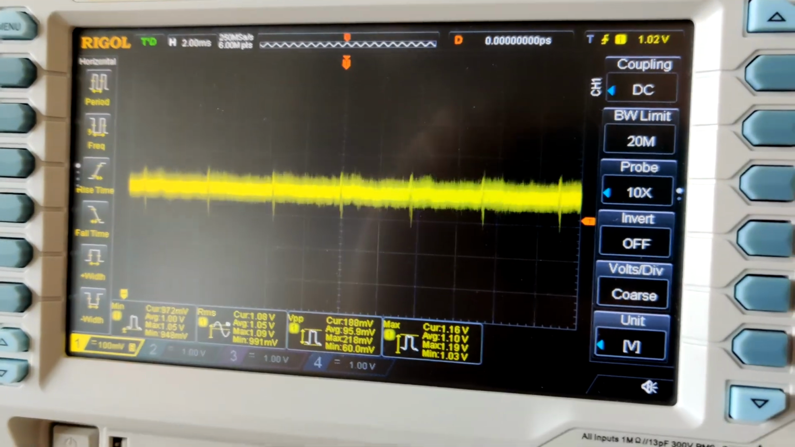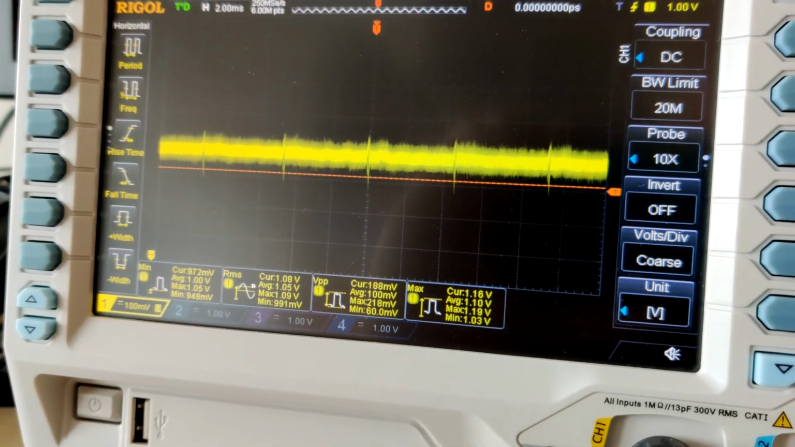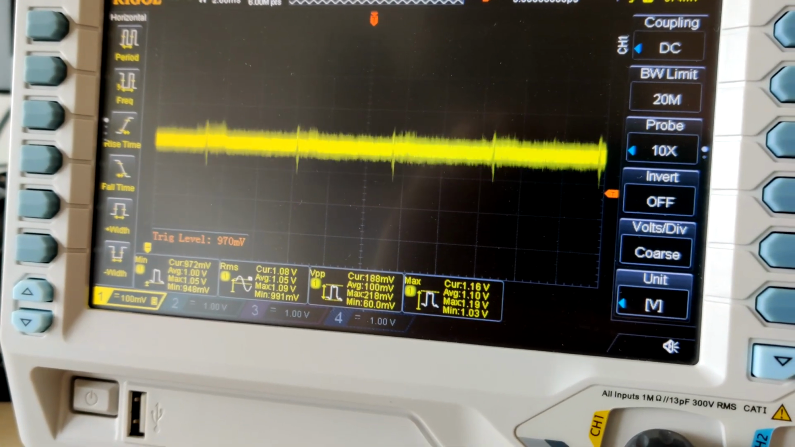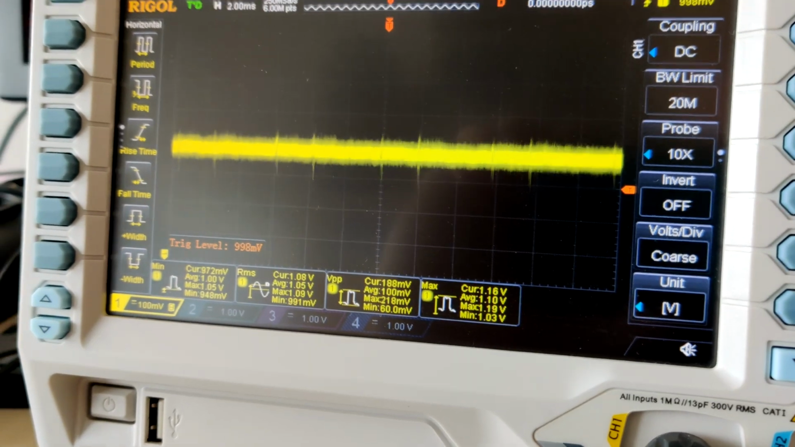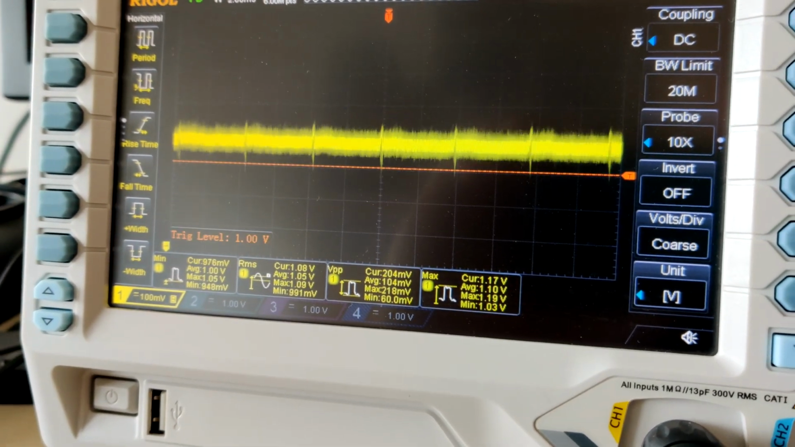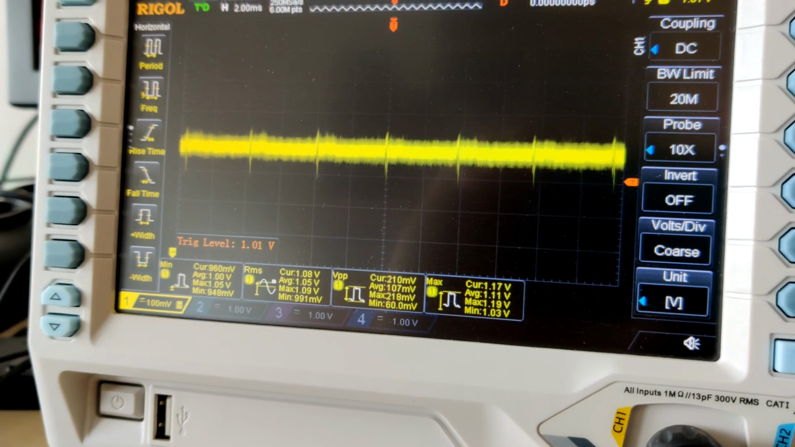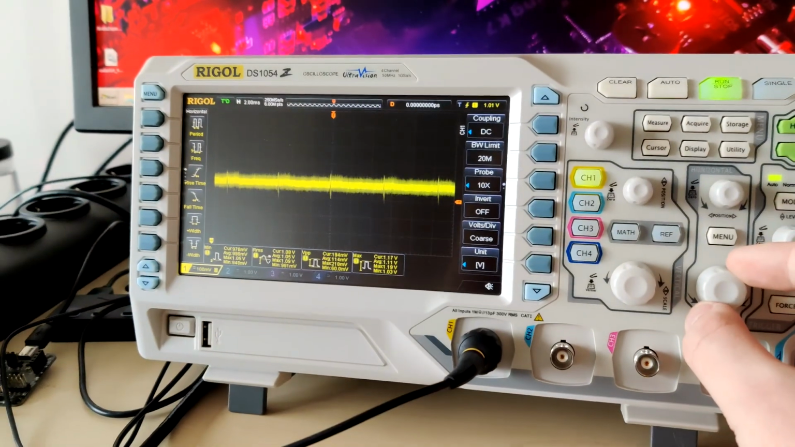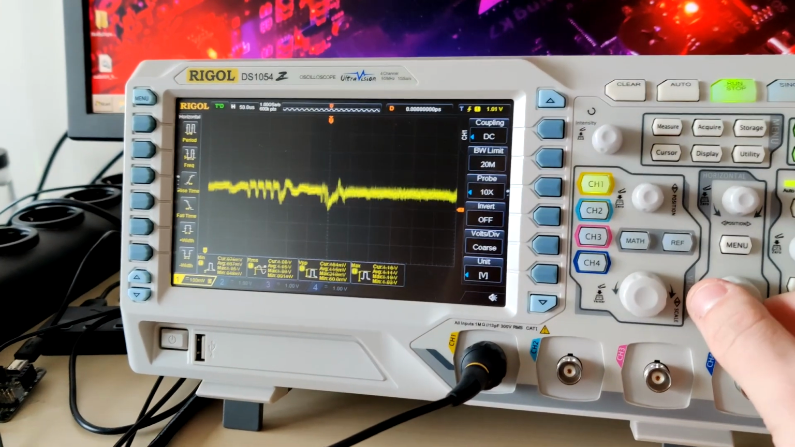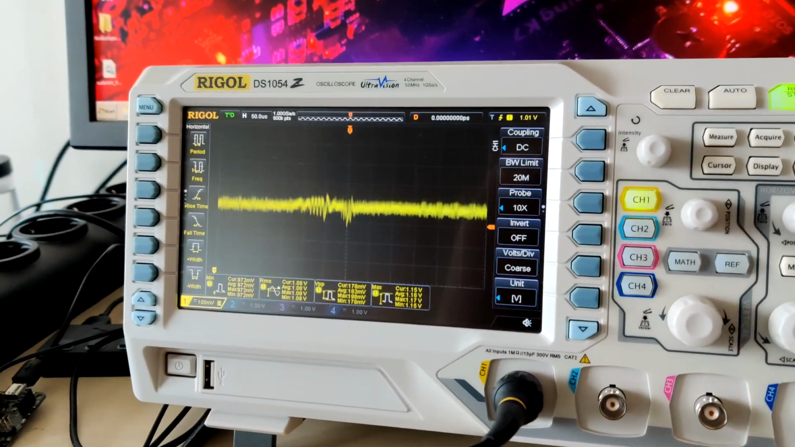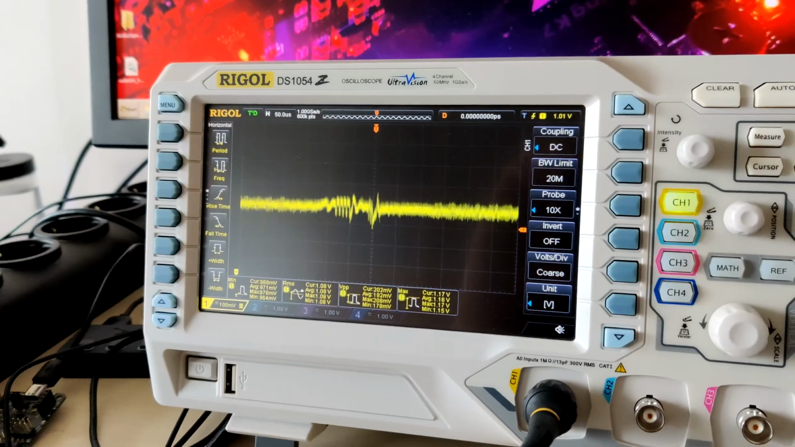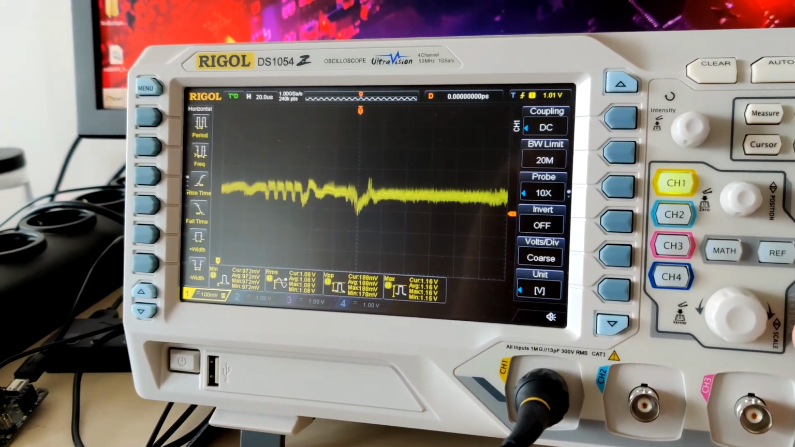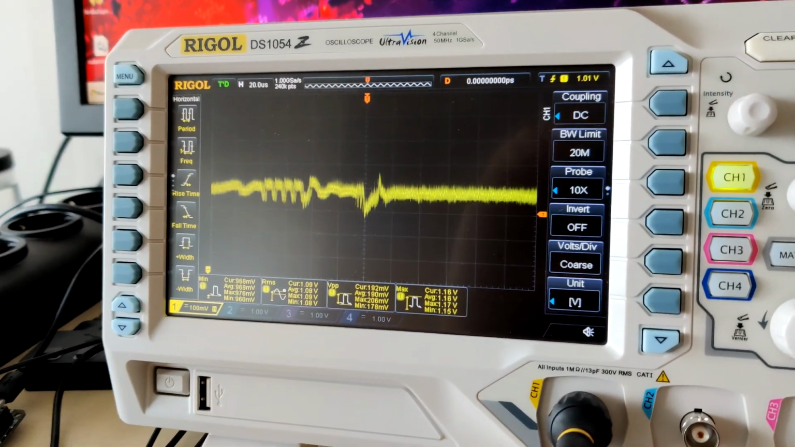And you will now see these little spikes. Normally it looks like this. I can set a trigger, which will then keep those spikes on screen if they are periodic enough, and now I can zoom in. And this is what I just showed you in my example. You can see how the voltage is swinging up and down.